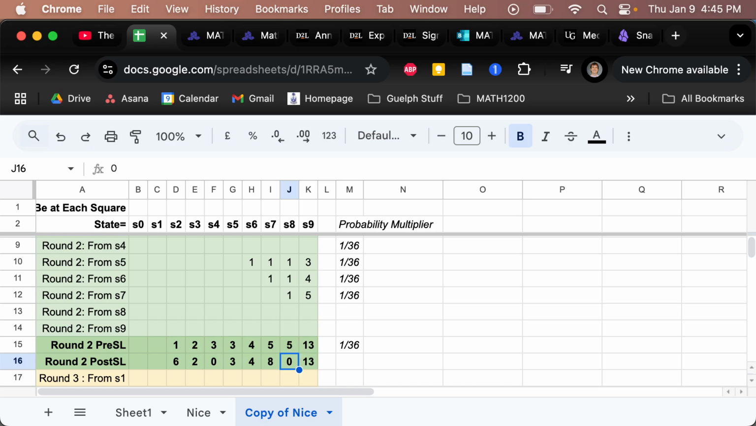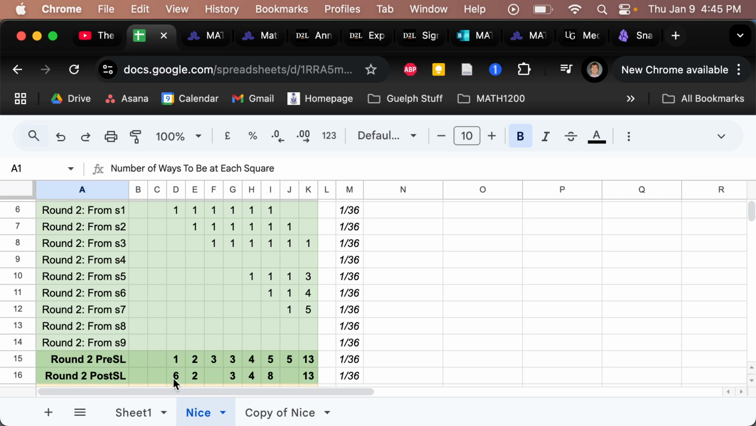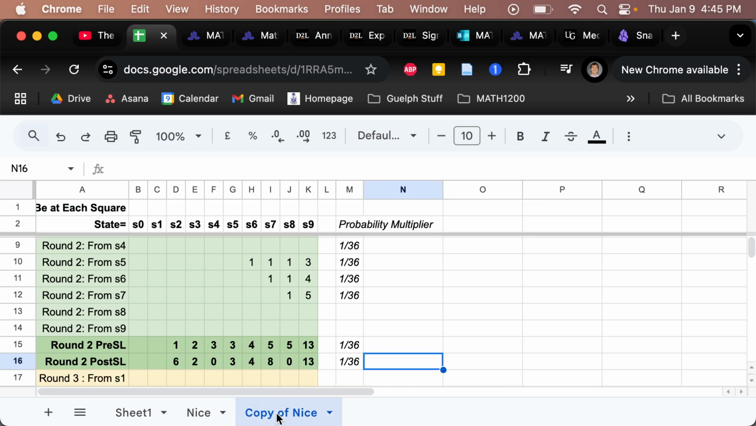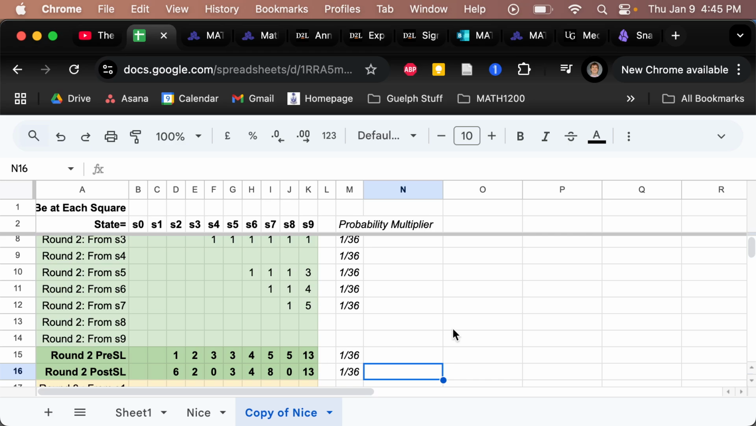Okay. So it's 6, 2, 0, 3, 4, 8, 0, 13, unless I made a mistake. Each is 1 out of 36. Let's check the cheat sheet. 6, 2, space, 3, 4, 8, space, 13. Okay, great. Fantastic, we got it. So that is how to do it.